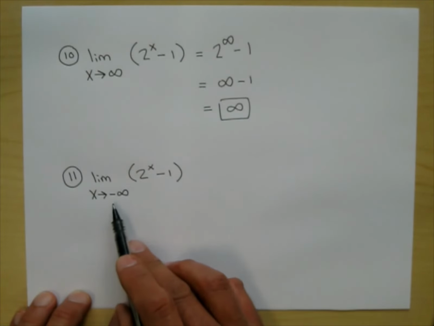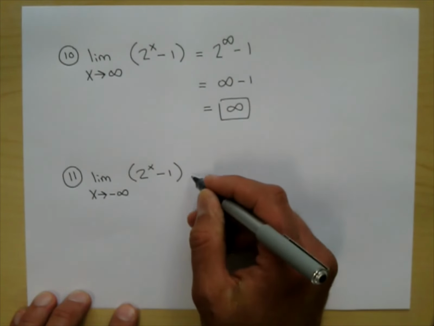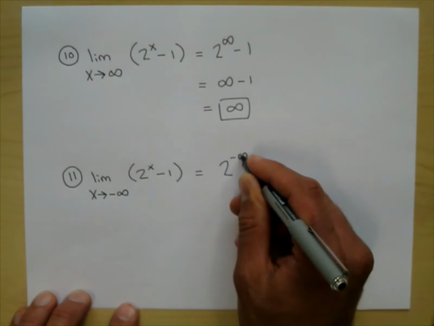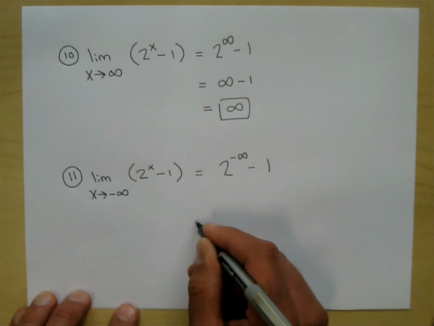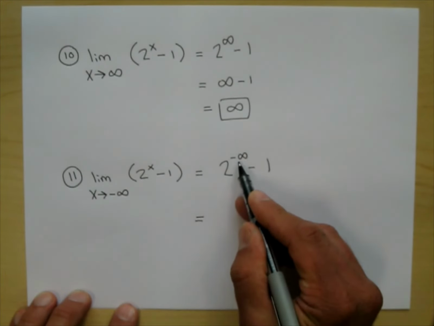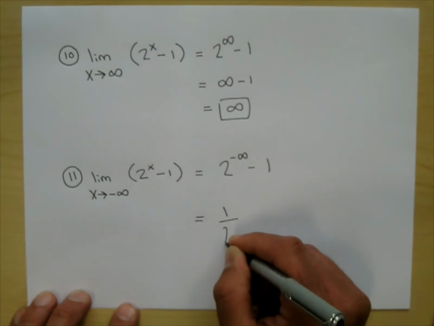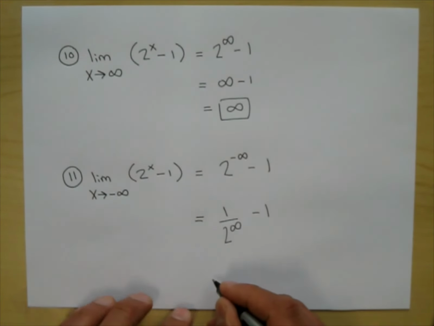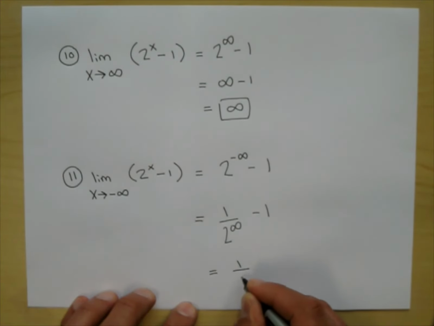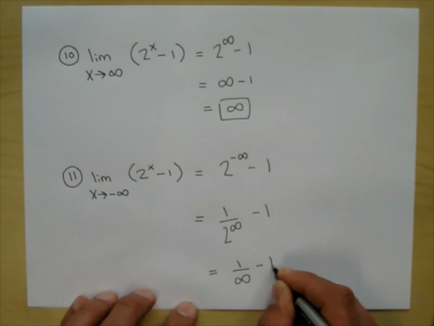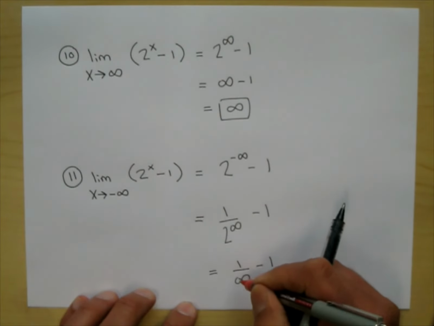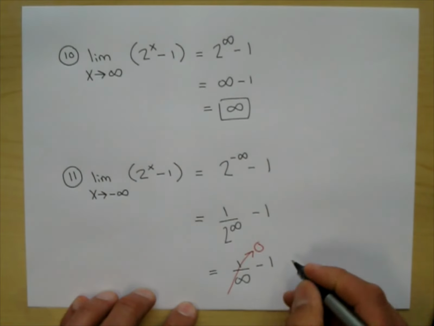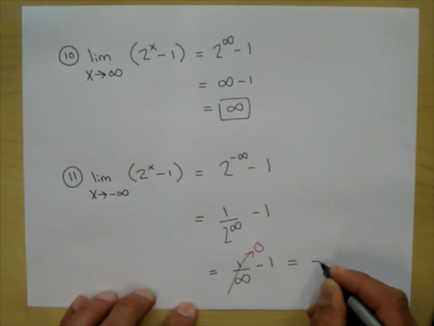Limit of that function as x approaches negative infinity. Let's go ahead and put negative infinity in there. So I have a negative exponent. I'm going to cross the line, change the sign. 1 over 2 to the infinity minus 1. 2 to the infinity is infinity, minus 1. And what's 1 over infinity? 1 over infinity is 0. So I get a final answer on this one of negative 1.